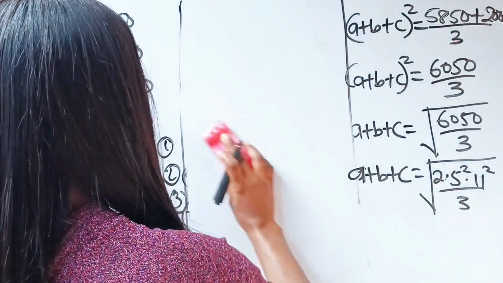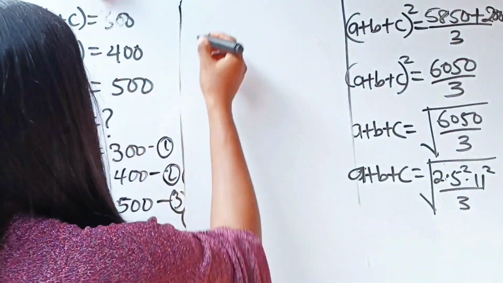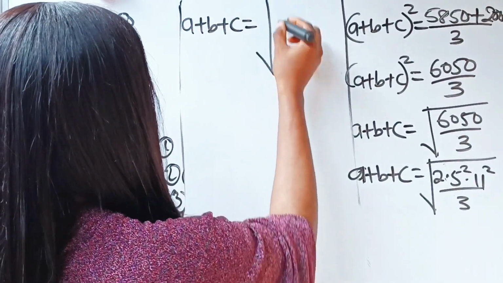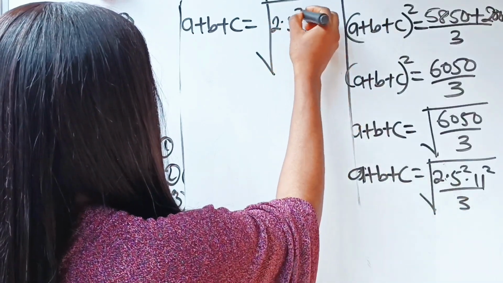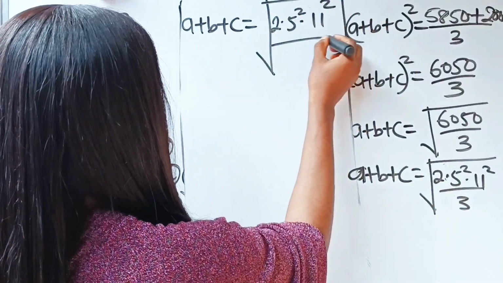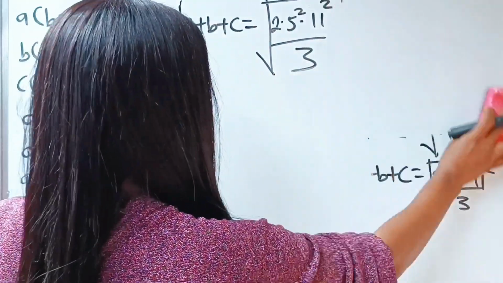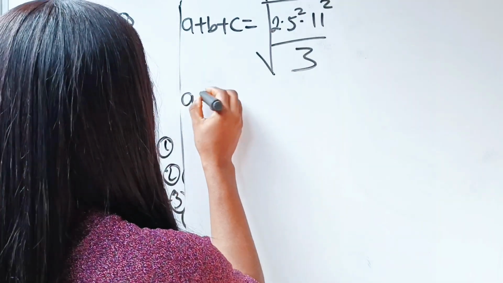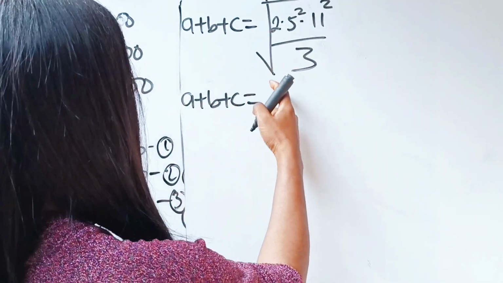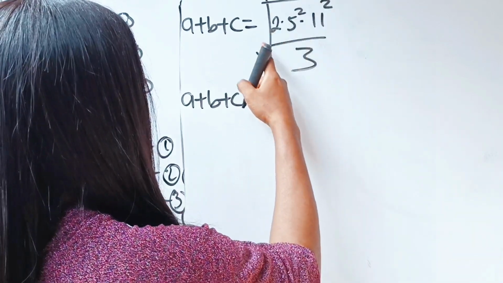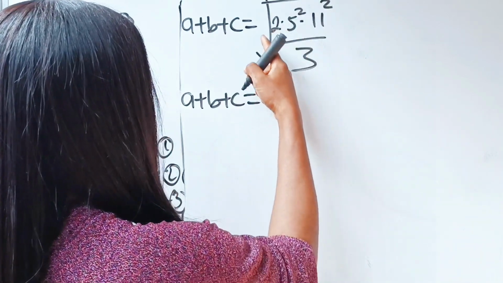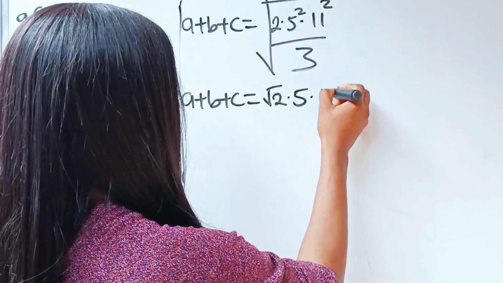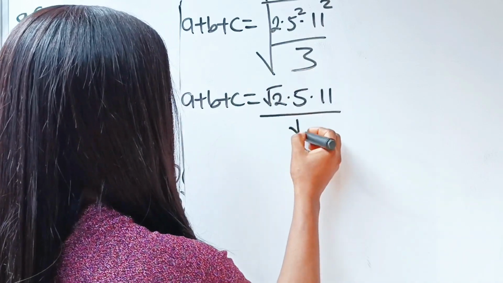Now I'm going to bring everything to this side so that I'll have enough space to solve with. Now we have A plus B plus C is equal to the square root of 2 multiplied by 5 squared multiplied by 11 squared divided by 3. Let me just clean everything. Okay, now we continue. That means this square root is for everything here, right? So the square root of 2 is still the square root of 2. Now the square root of 5 squared will give us 5. And the square root of 11 squared will give us what? 11. Divided by the square root of 3 will give us root 3.